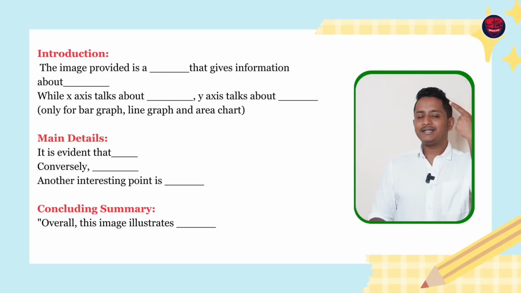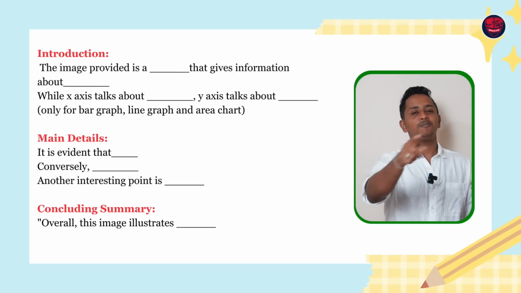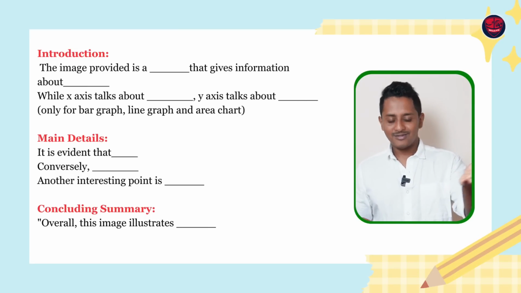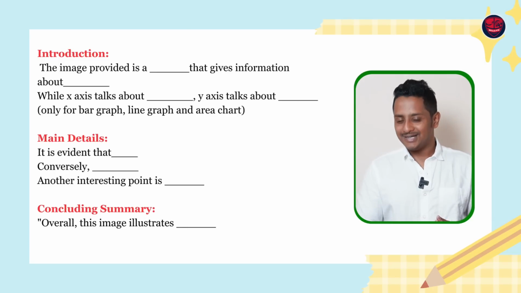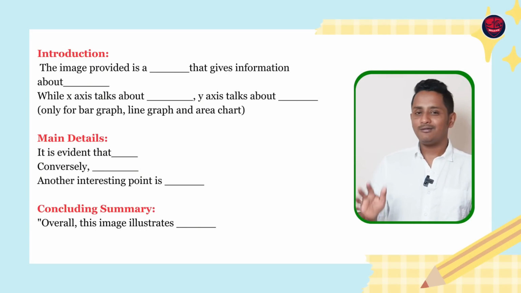So these three things, "it is evident that", "conversely", "another interesting point", are three sentences you have to speak from the image, any three things, but from the image. Then, "Overall, this image talks about", or "overall this image illustrates". This is the structure. Now what is that algorithm? What is that formula? Very simple.